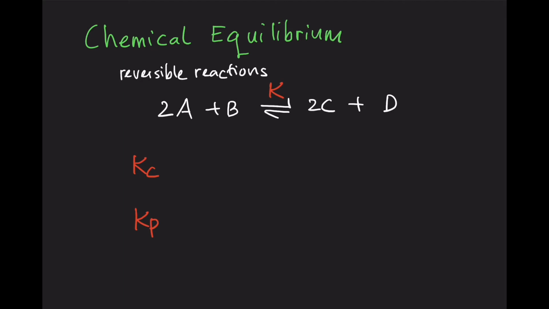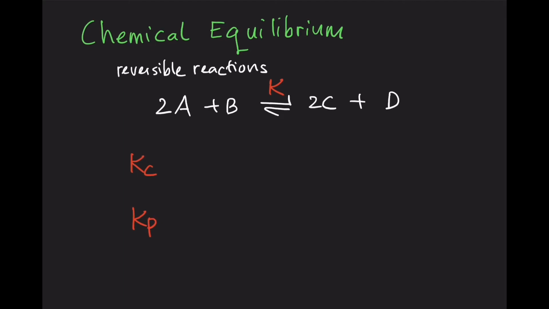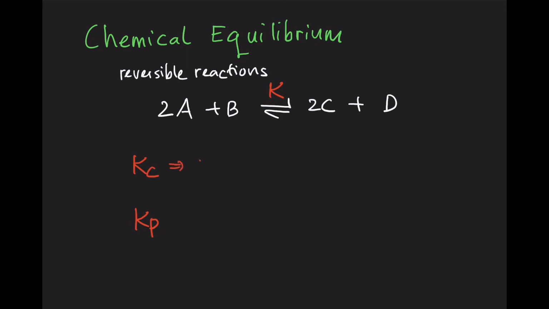Kc is based on concentration, so what we will see is the molarity of each of the products and the reactants. In this case, we only take the reactants and products whose phase is either aqueous or gas. On the other hand, for Kp, P stands for pressure, so we only take the pressure, which is in atm, and therefore we only take the gas molecules.